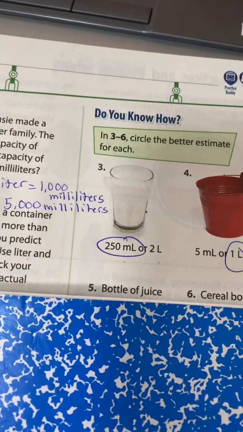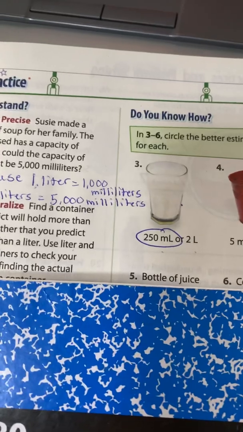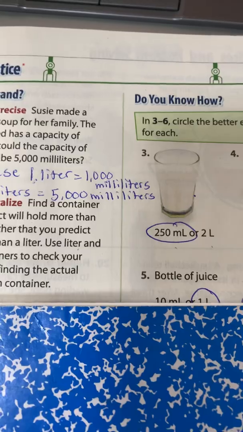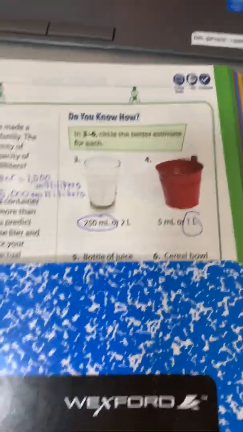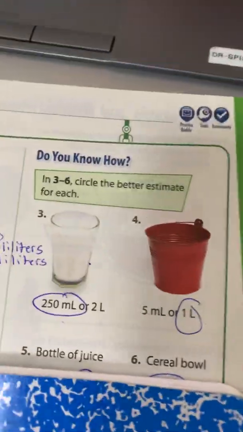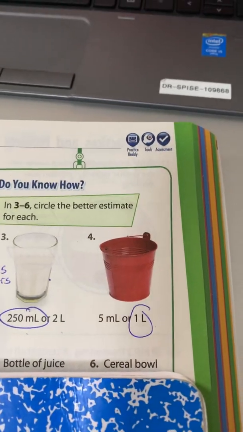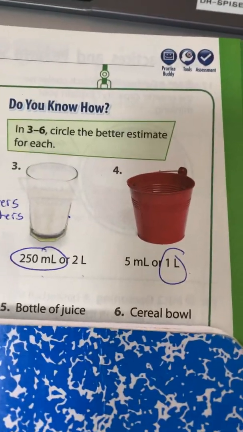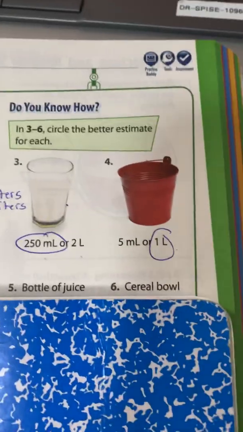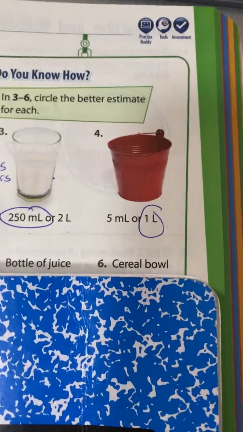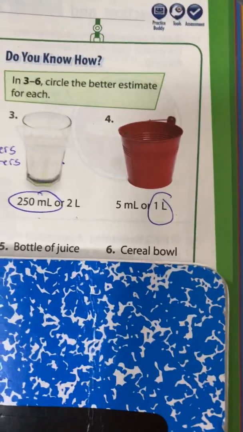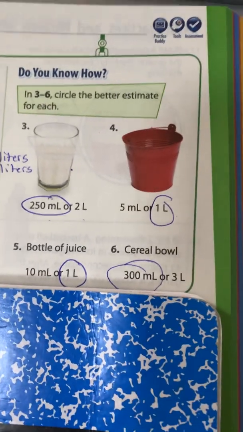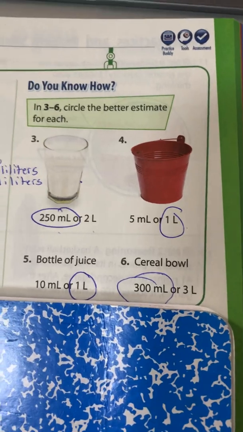Next, number 5, bottle of juice. Bottle of juice is probably a liter. 10 milliliters is real tiny. That's probably like a little less than a sip of juice, basically. A cereal bowl. Well, hopefully you don't have a giant cereal bowl, even though we love cereal, except for Anthony, you crazy goofball. I hope you picked 300 milliliters because that's about a bowl of milk. Instead of 3 liters, that would probably be like a tub of milk.